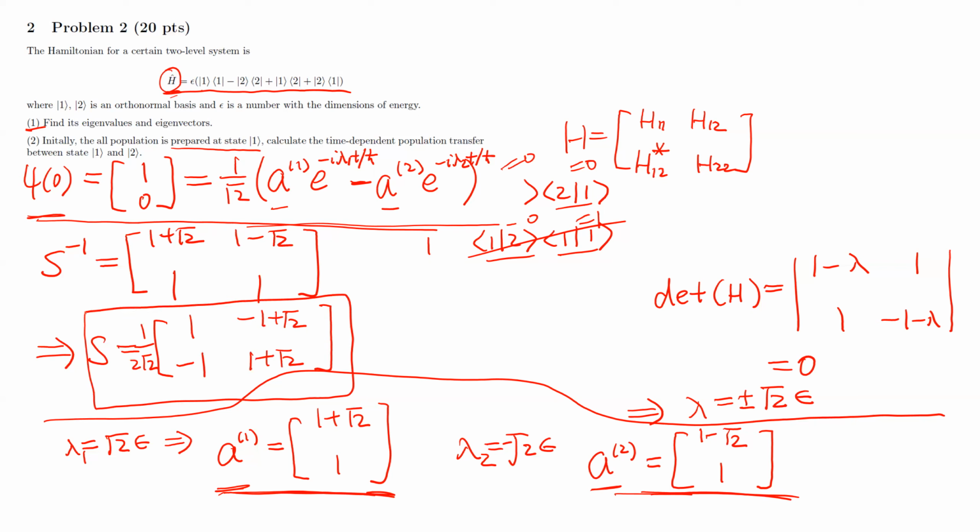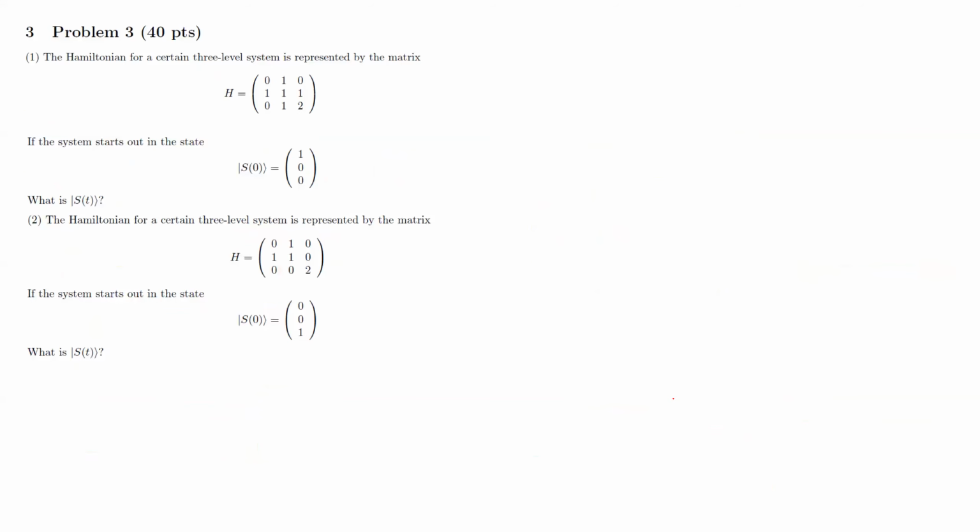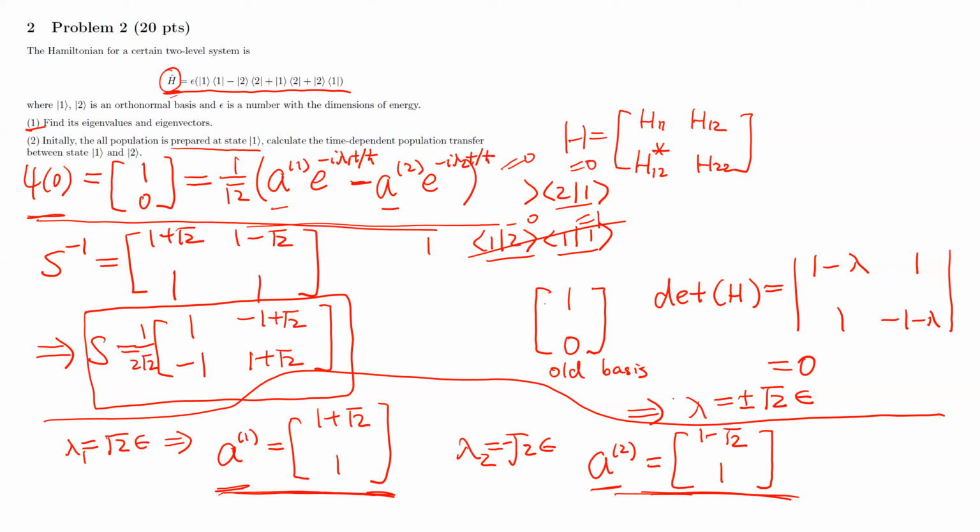Okay, so next, if we have this transformation matrix, what can we do? Let's write a vector, which is 1, 0. This is the initial condition in the old basis, right? And we want to get the vector in the new basis. What should we do? We should multiply by S. Oh, why S?